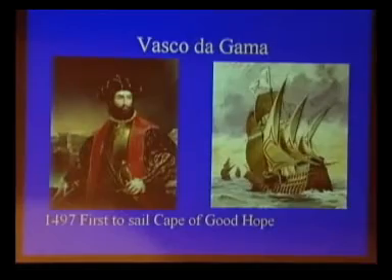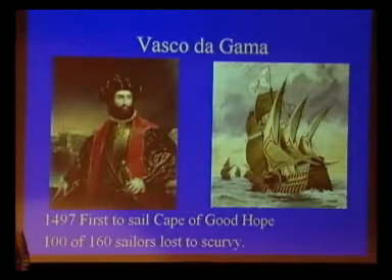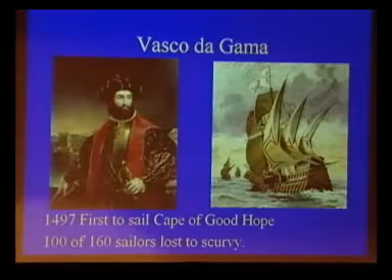Vasco da Gama is in the history books for two reasons. He was the first to sail around the Cape of Good Hope, the bottom of Africa. In fact, the Phoenicians probably did it 2,000 years earlier, but he was the first non-Phoenician to sail around the Cape of Good Hope. He was also the first to document large-scale loss due to scurvy. As I'm sure you all know, scurvy is a horrible, disgusting disease that kills large numbers of sailors.